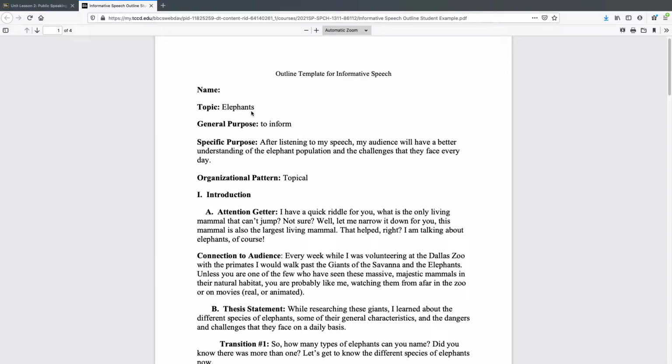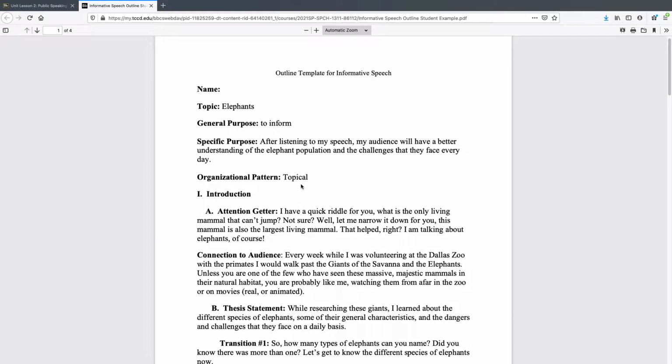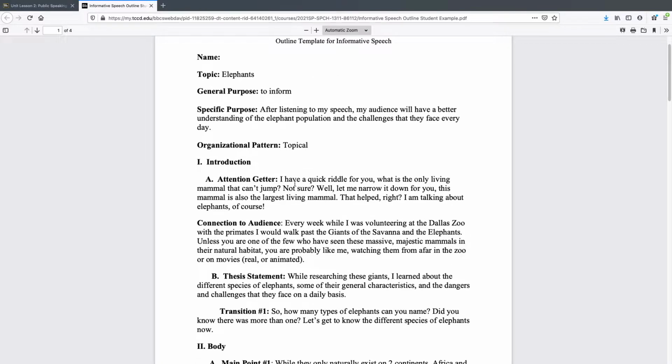They did their topic on elephants, general purpose. Remember I said 2 words, to inform. And their specific purpose was, after listening to my speech, my audience will have a better understanding of the elephant population and the challenges that they face every day. They chose a topical pattern, an attention getter. Look at this. They did not begin with, "Hi, my name is."